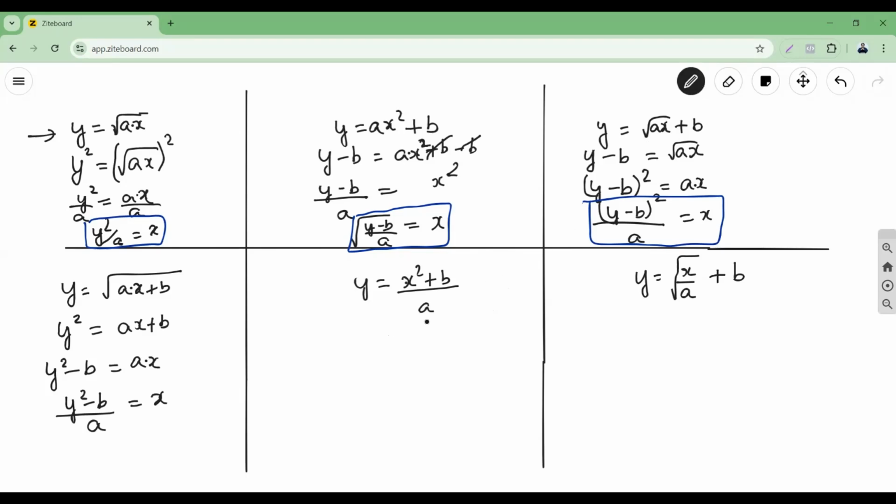So, okay, let's remove the final operation. That is, a is divided, right? So, the opposite of division will be multiplication. So, I'll multiply the entire left side with a. And so, because of that, what will happen? It'll get nullified.